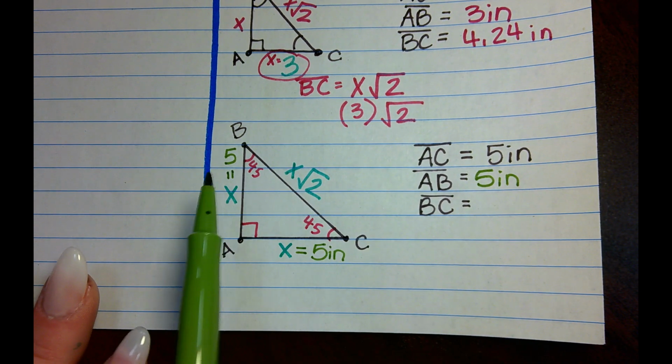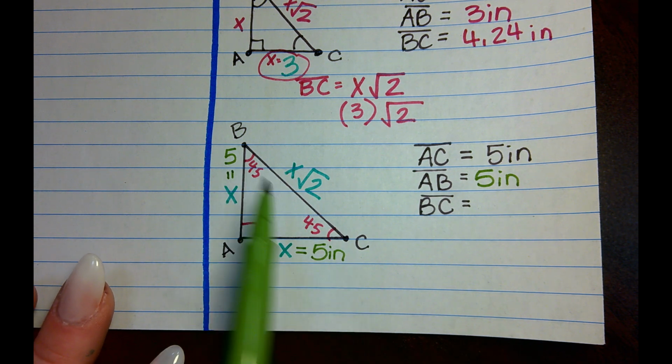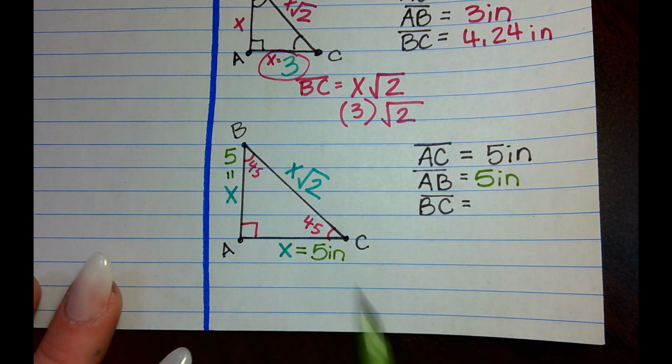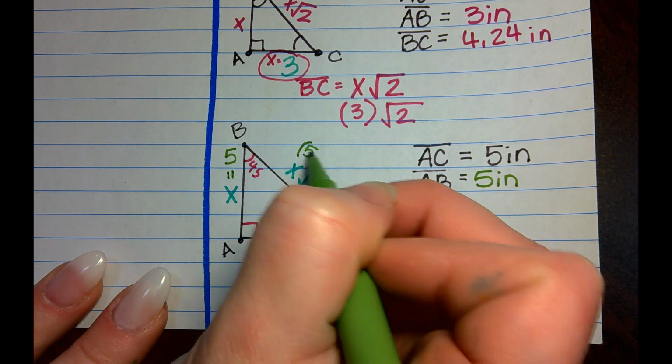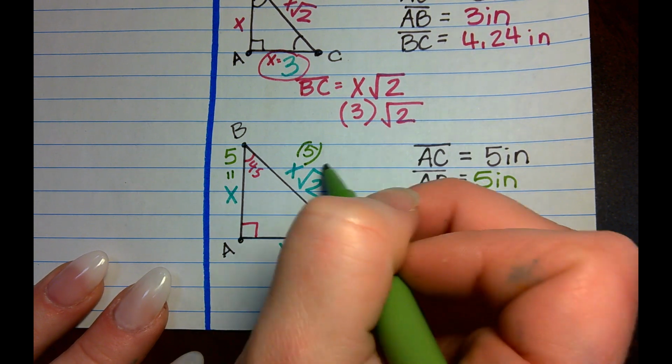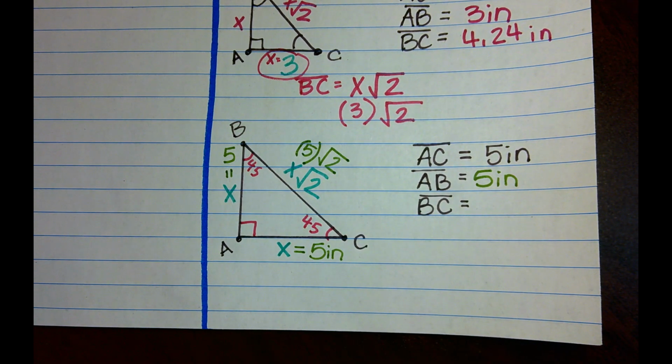Now you plug it in. Now we want to find BC, which is x radical 2. So plug in your 5 for x radical 2. That gives 7.1. Should you round up? Okay, round. 7.1 inches.